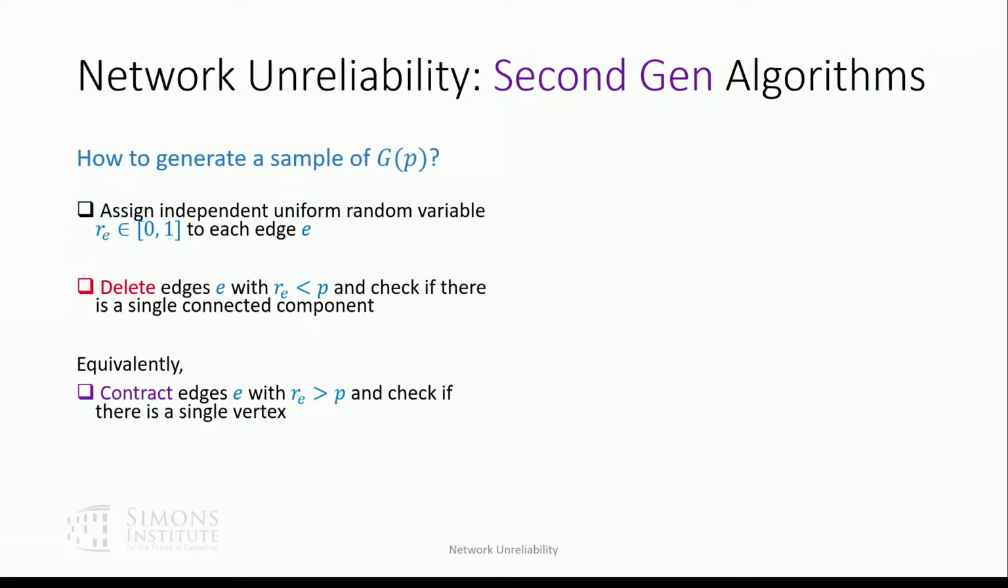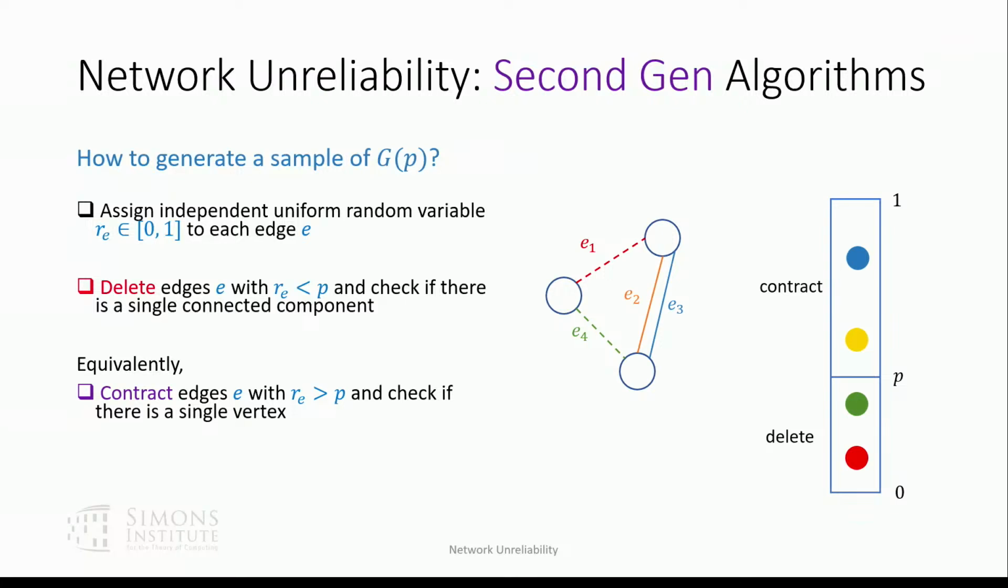So earlier I was taking the edges whose value is less than p, deleting them, and trying to figure out if the graph stays connected, if there's a single connected component. Now I'm looking at the edges that are preserved, the ones that have value larger than p, and I'm contracting them. And now my test is: does the graph collapse into a single vertex? If there's a single connected component and the edges are contracted, the graph will collapse into a single vertex. So it's completely equivalent to say that I'll contract edges with r sub e greater than p and check if the graph is a single vertex.